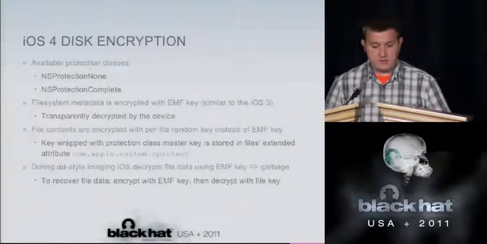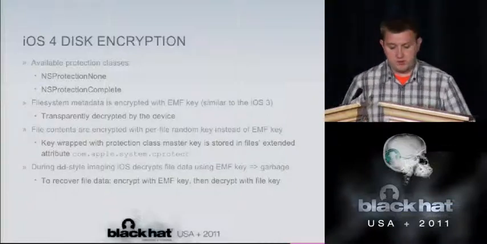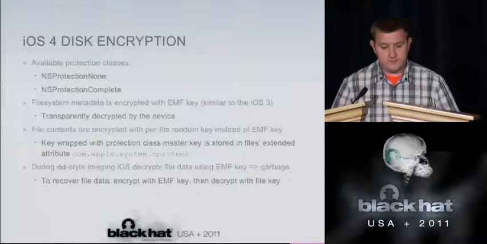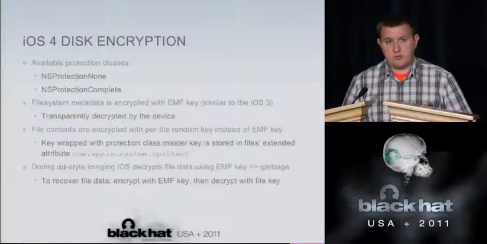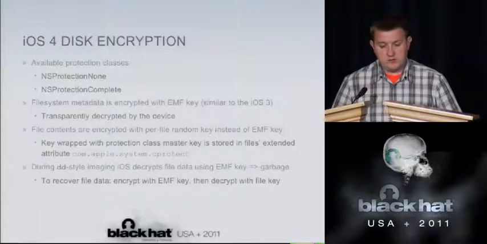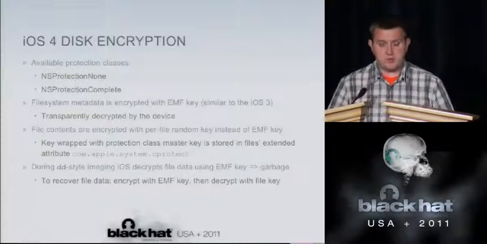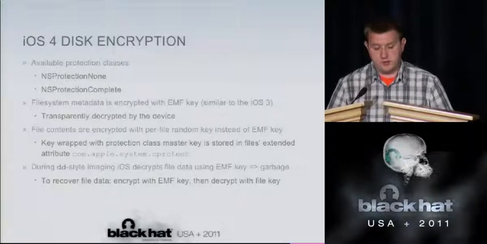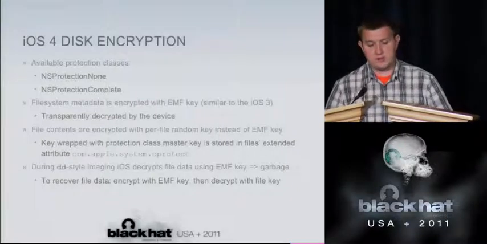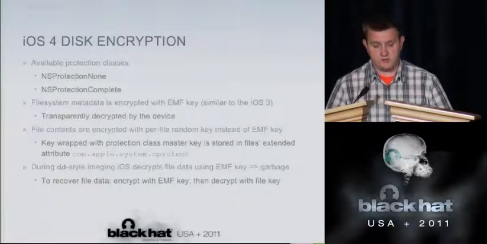File system metadata and files without any protection class are encrypted using a whitening key. Each file is encrypted with a random, unique key, and this key is then protected with the content protection key, and this protected key is stored in the extended attribute of that file.